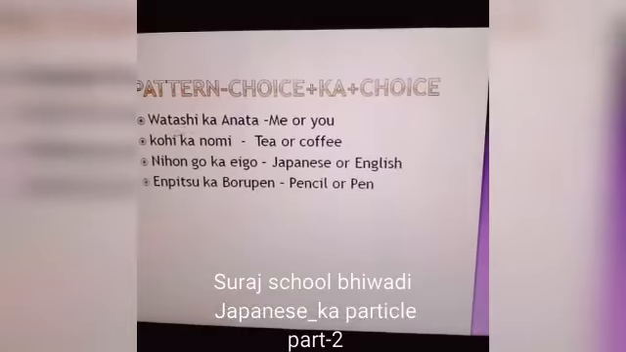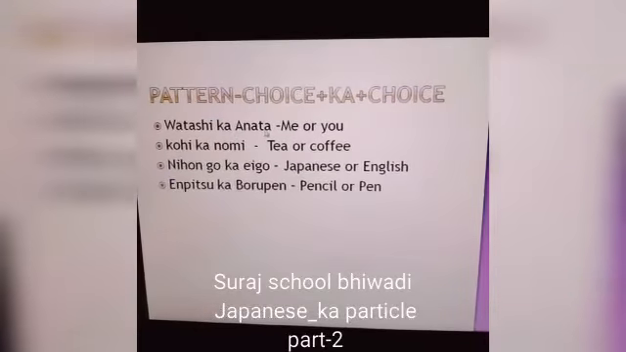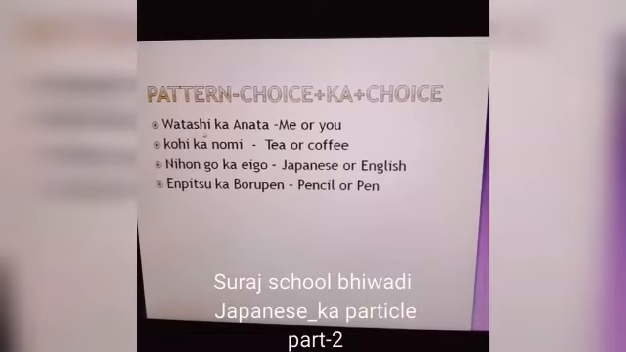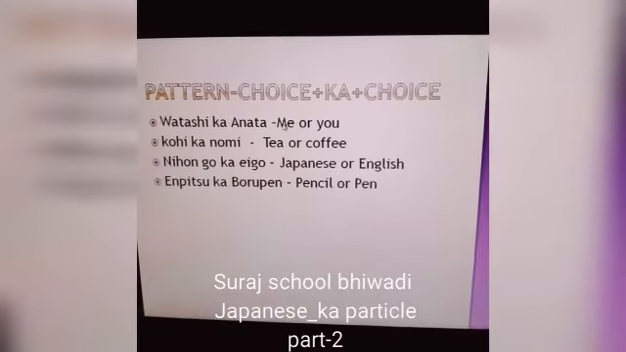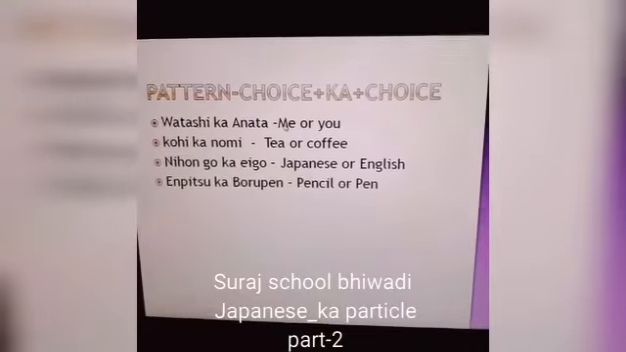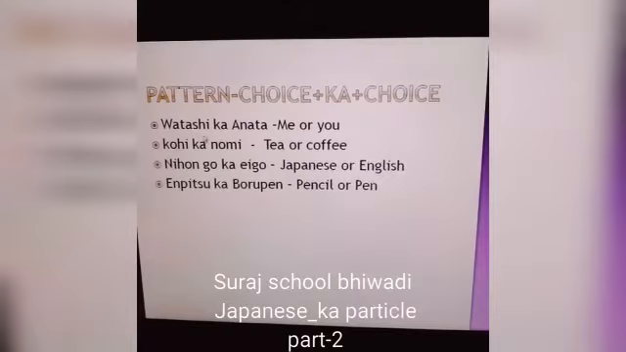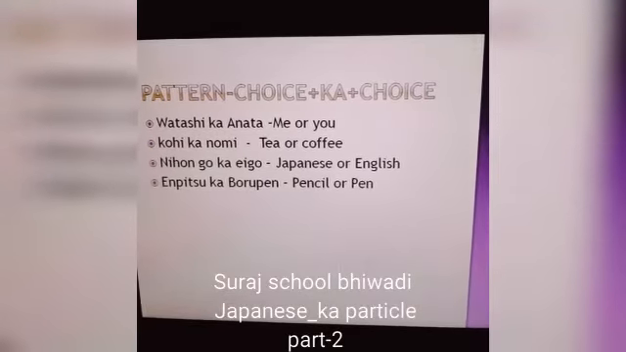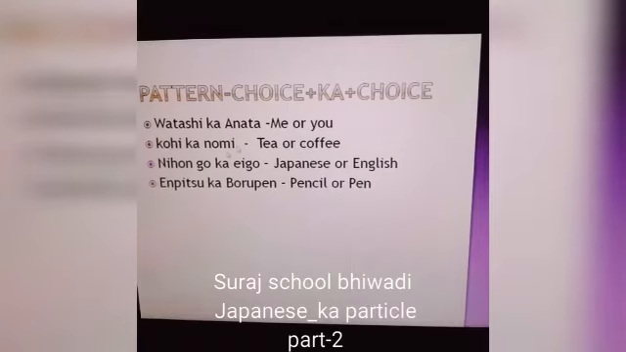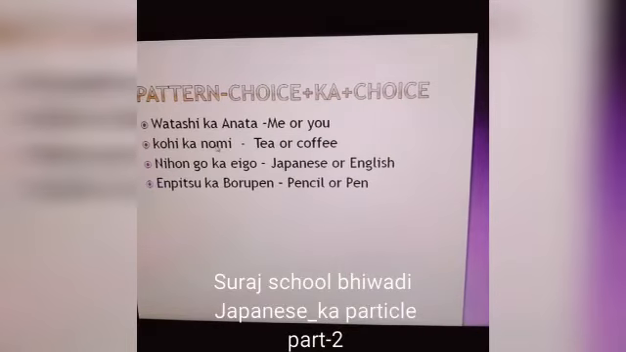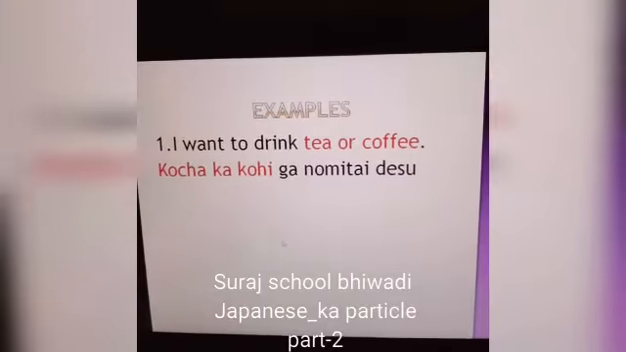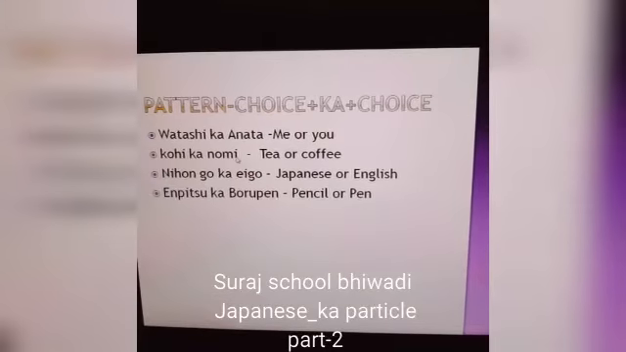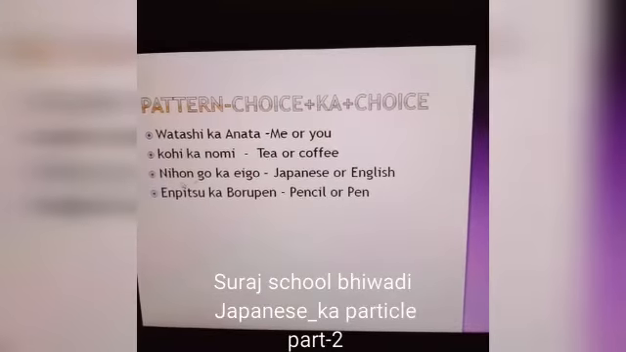The first example is watashi ka anata. As you know, watashi means me, anata means you. If I want to say me or you, then I should say watashi ka anata. Kohi ka kocha. That is actually wrong. This is kocha ka kohi. So kocha ka kohi, tea or coffee.